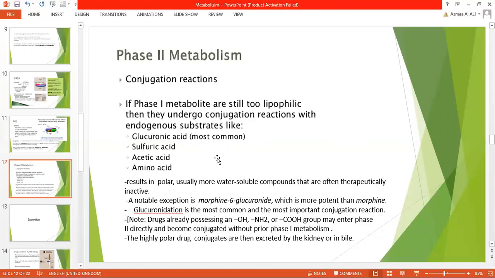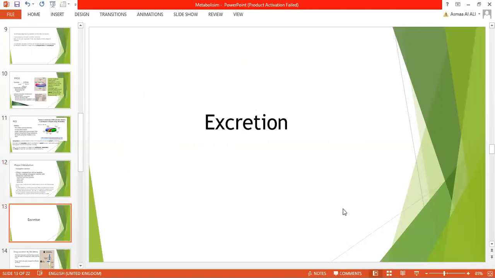Okay, now we are talking about the last step of pharmacokinetics, which is excretion.